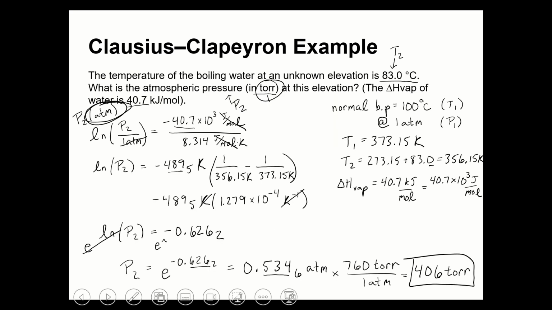And then in our second example here, this time we've got both of the temperatures. The initial temperature was 100 degrees Celsius, and we dropped down to 83 degrees Celsius. So we should hopefully see a drop in the pressure. And remember, 1 atm is 760, so we went from 760 torr down to 406 torr. Okay, so make sure that if the temperature goes up, pressure goes up as well, or vice versa. If temperature goes down, pressure goes down. Okay, so this ends our topic on the Clausius-Clapeyron equation.